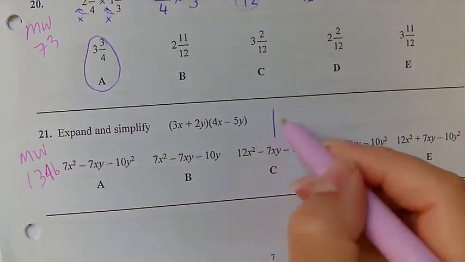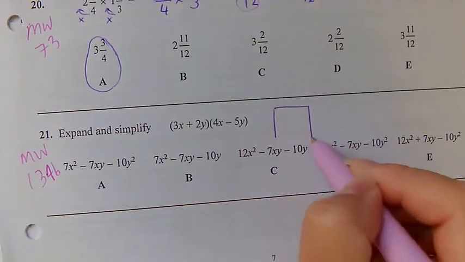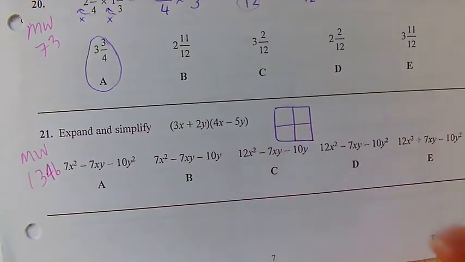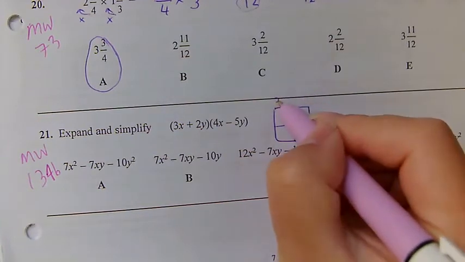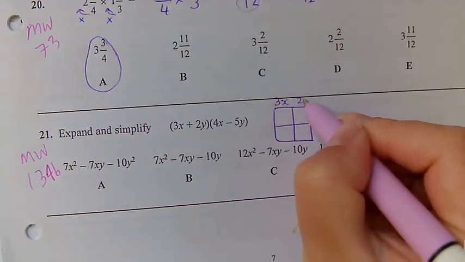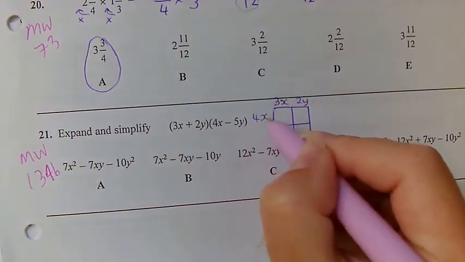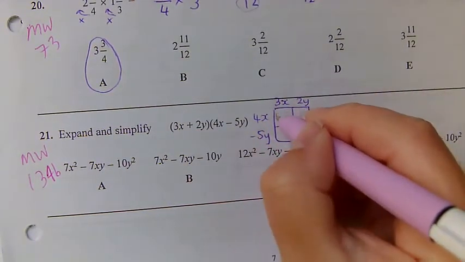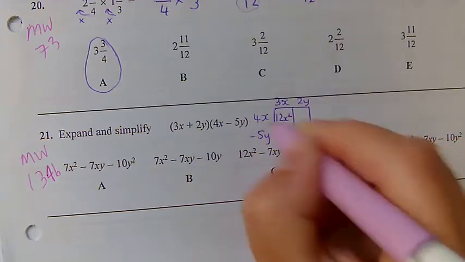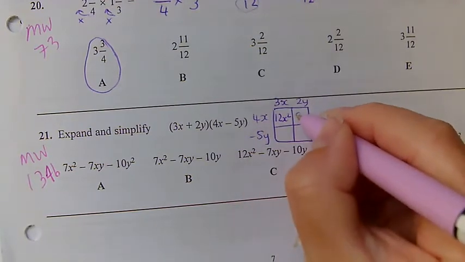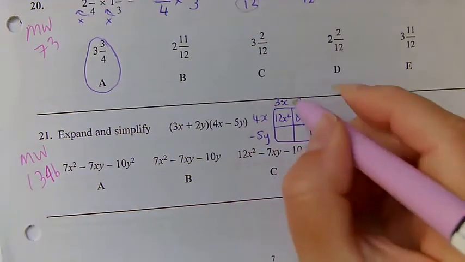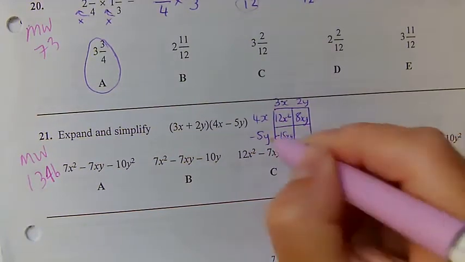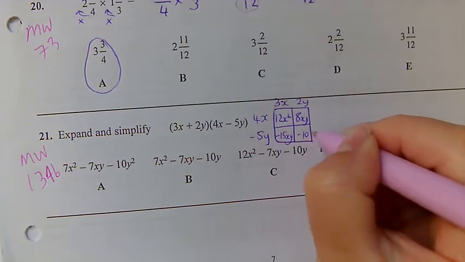This kind of thing I'm going to show you with the window method, but you might prefer instead to do the FOIL method or the fish method, whatever you prefer. Okay, so we've got our 3x and we've got a 2y, we've got a 4x and we've got a minus 5y. So 3x times 4x gives me 12x squared. 4 times 2 gives me 8, and I'm going to have an xy. I've got 3 times minus 5 is minus 15xy, and then I'm going to have minus 10y squared.